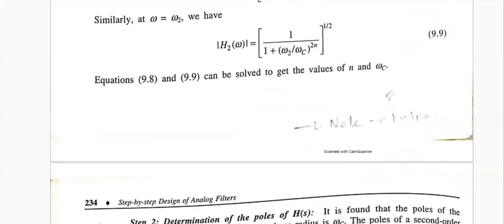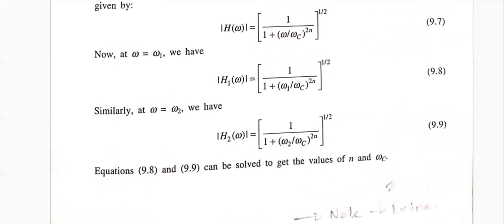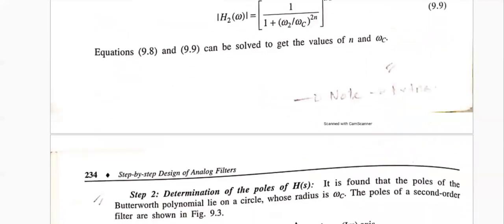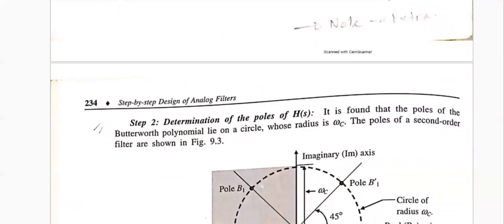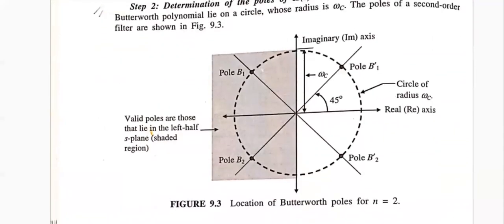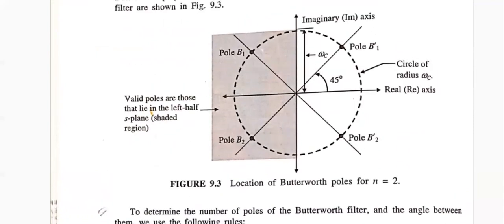So up to now, we have found how to build the architecture for the Butterworth approximation. In the next step, we'll see the step by step design procedure for the filter. The next step is determination of the poles of H(s). So how to determine the poles of the filters, we'll see that in the next class, inshallah.